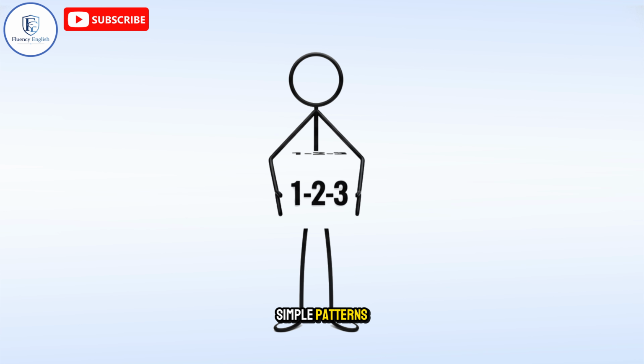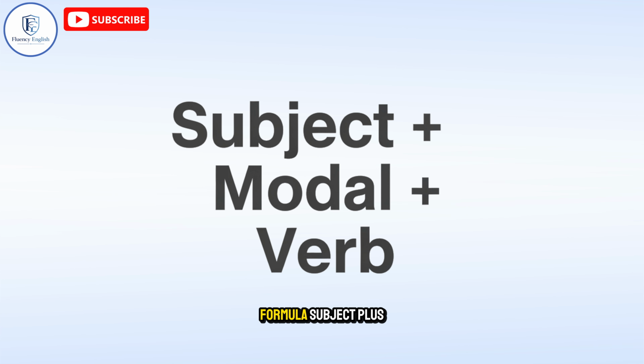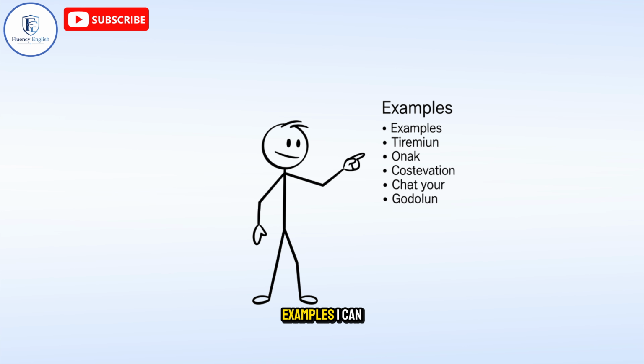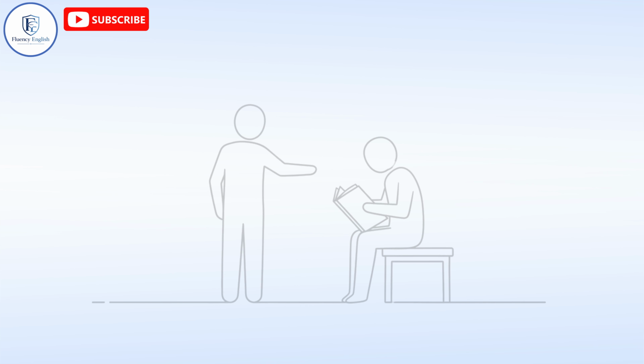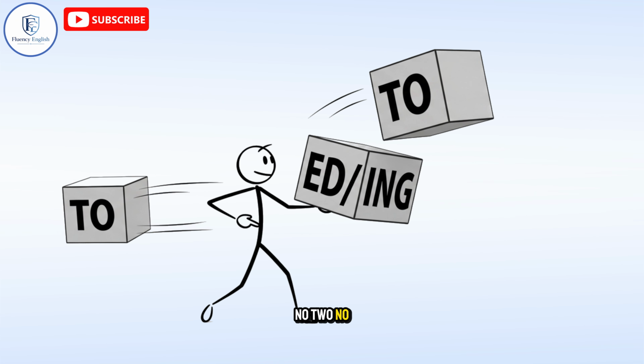Use simple patterns. Modal verbs are actually very easy to use. Formula: subject plus modal verb plus base verb. Examples: I can speak English. She should study more. They might come later. No "to," no tense changes, no complicated grammar.